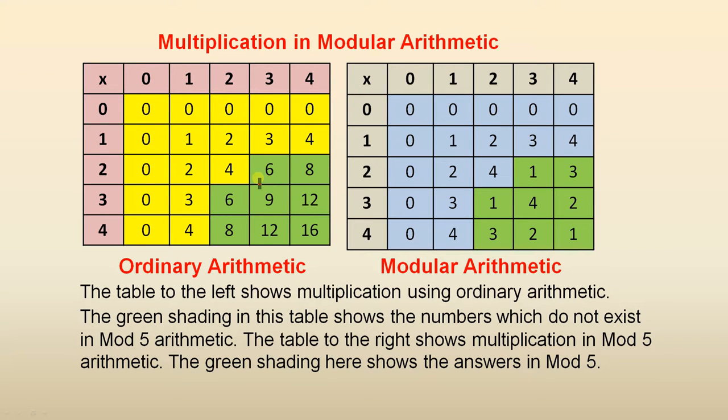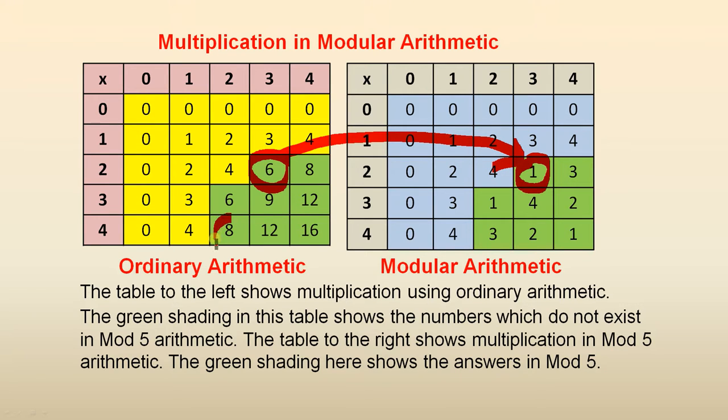So over here this is ordinary arithmetic and we have the numbers 0 to 4 and 0 to 4, and after we do our multiplication we have all these numbers. But all these numbers here do not exist in Mod 5 arithmetic. But this is what they are in Mod 5 arithmetic. For example, if we look at 6 here, that is equal to 1 in Mod 5 arithmetic. And you say, well, how is that the case? Well, if you divide 5 into 6, that goes once, and the remainder is 1. And that's the answer. So the answer is always the remainder.